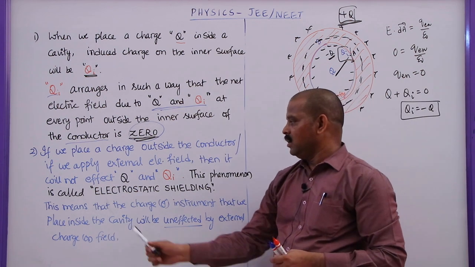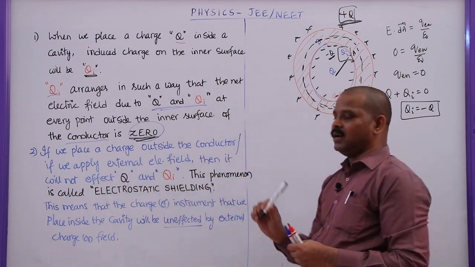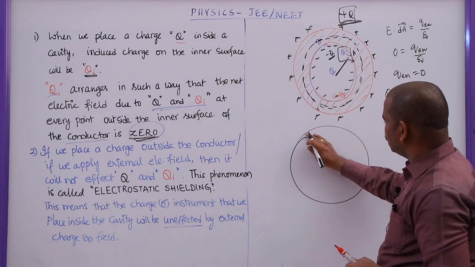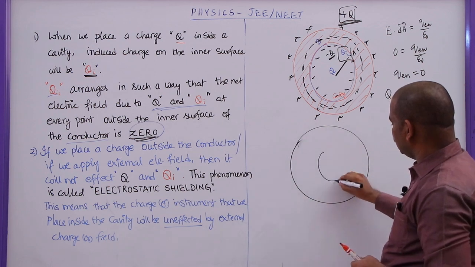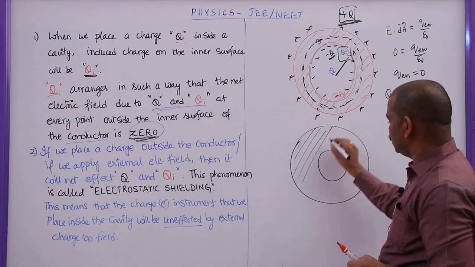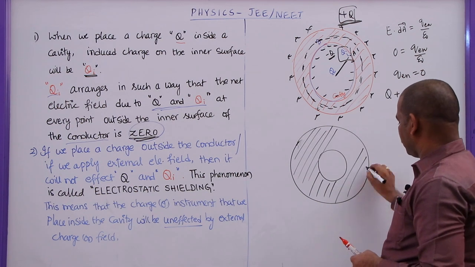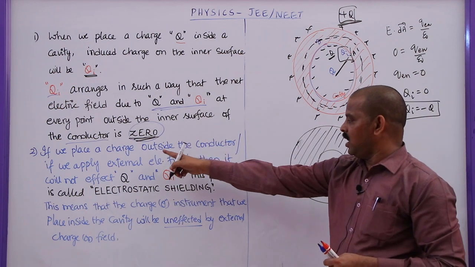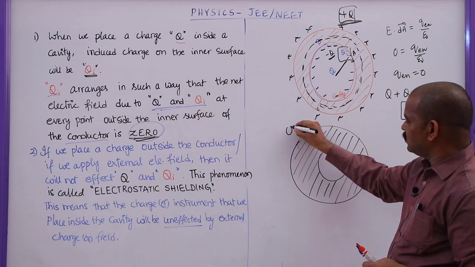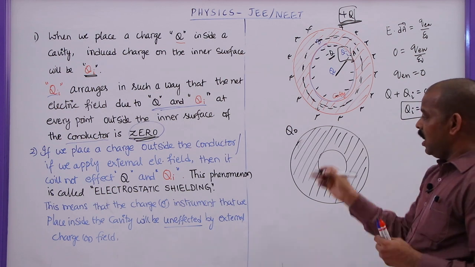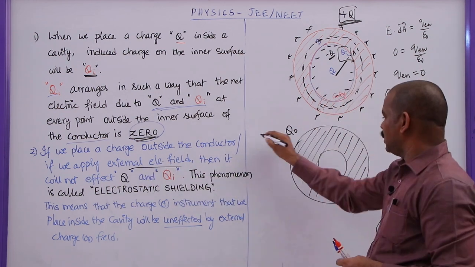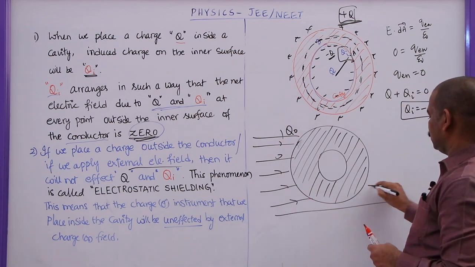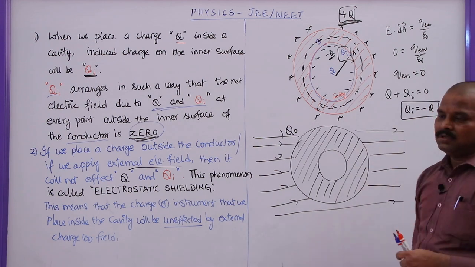Now see the second point. If you place a charge outside the conductor, for the same thing, let me draw one more diagram. This is the surface, that means the conductor, and this is the cavity. Now, if you place a charge outside the conductor, let me take one charge Q naught which is placed outside the conductor, or even if you apply an electric field here. Now let us say this is the applied electric field.